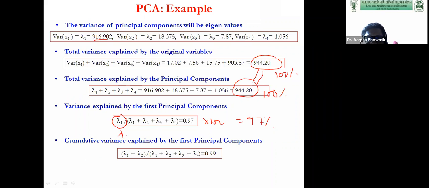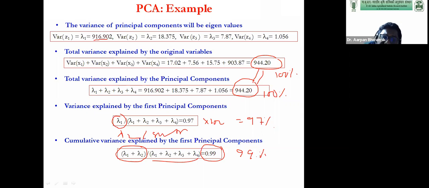Now the second principal component will be lambda 2 divided by the sum. Like that. Now the cumulative variance explained by the first and second principal components is nothing but the sum of their variances, that is lambda 1 plus lambda 2 divided by total variance. So you can see the first and second PC are explaining around 99% variation in the data. So almost all the variation is explained by the first PC itself. In this data set, the first PC alone is sufficient, but if you want to highlight another aspect, then first or second will be fine.